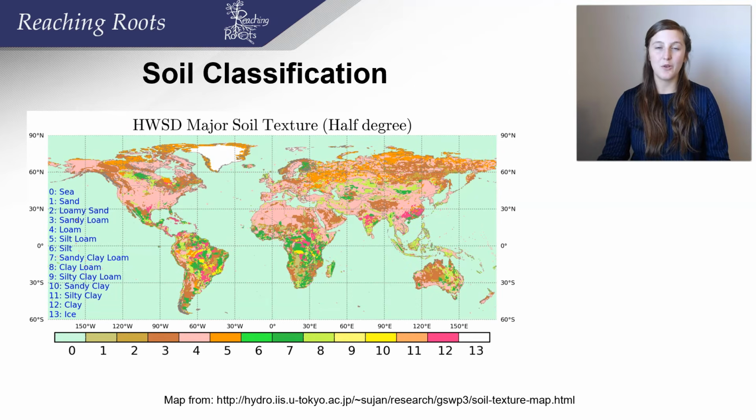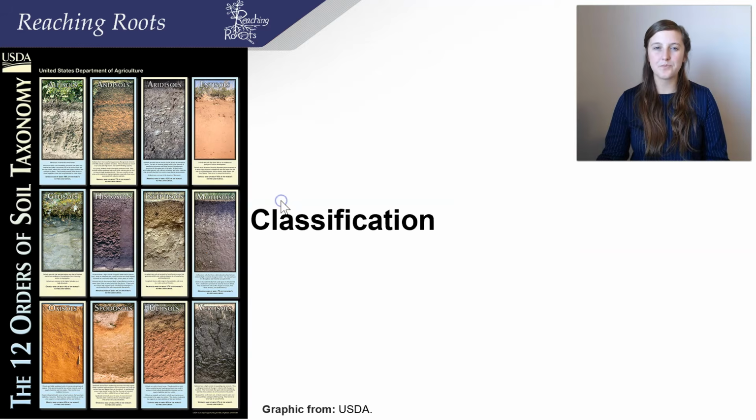Now we're going to talk about soil classification so that you can learn how to decide if your soils are sandy or if they have a lot of CEC, such as clay soils. This is a soil map of the world. You can see that soils are very different around the world, but some regions, even though they're really far away, can have the same soil type.